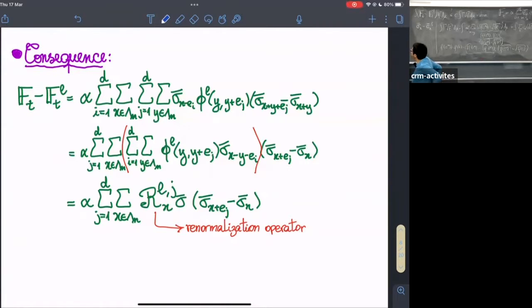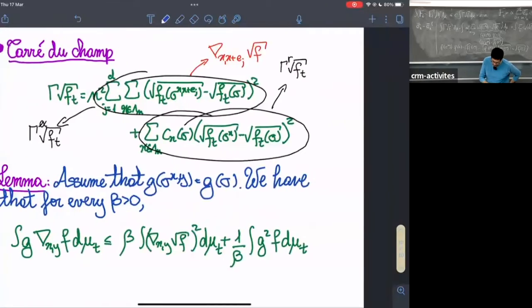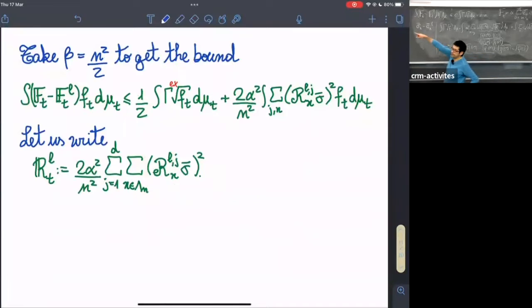But that's the renormalization operator. So you need a factor to make it an average, and you get the factor from this computation, because you get an n squared there. So now what we're going to do is choose L in such a way that 1 over n squared is exactly the normalizing factor for the renormalization guy there, for the renormalized average that we have there.